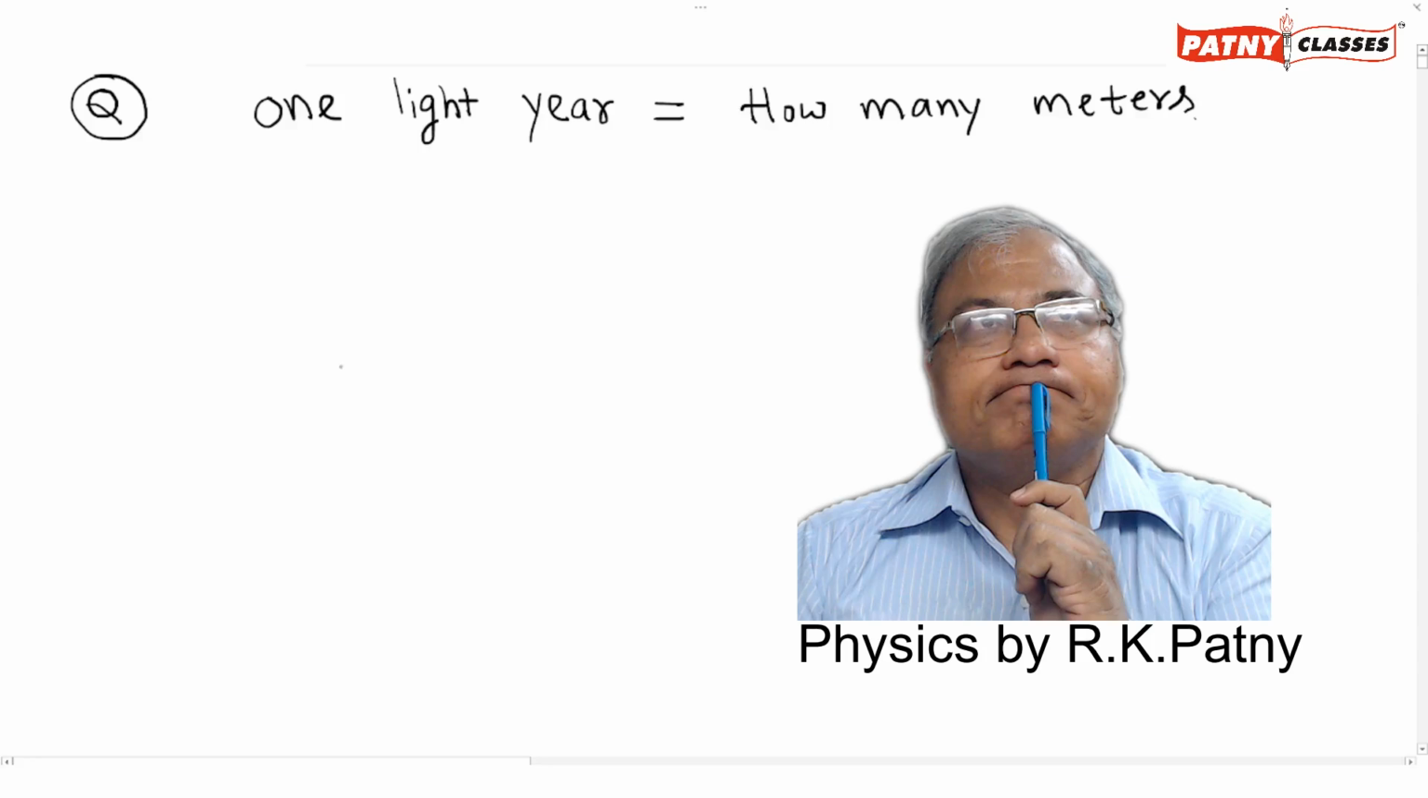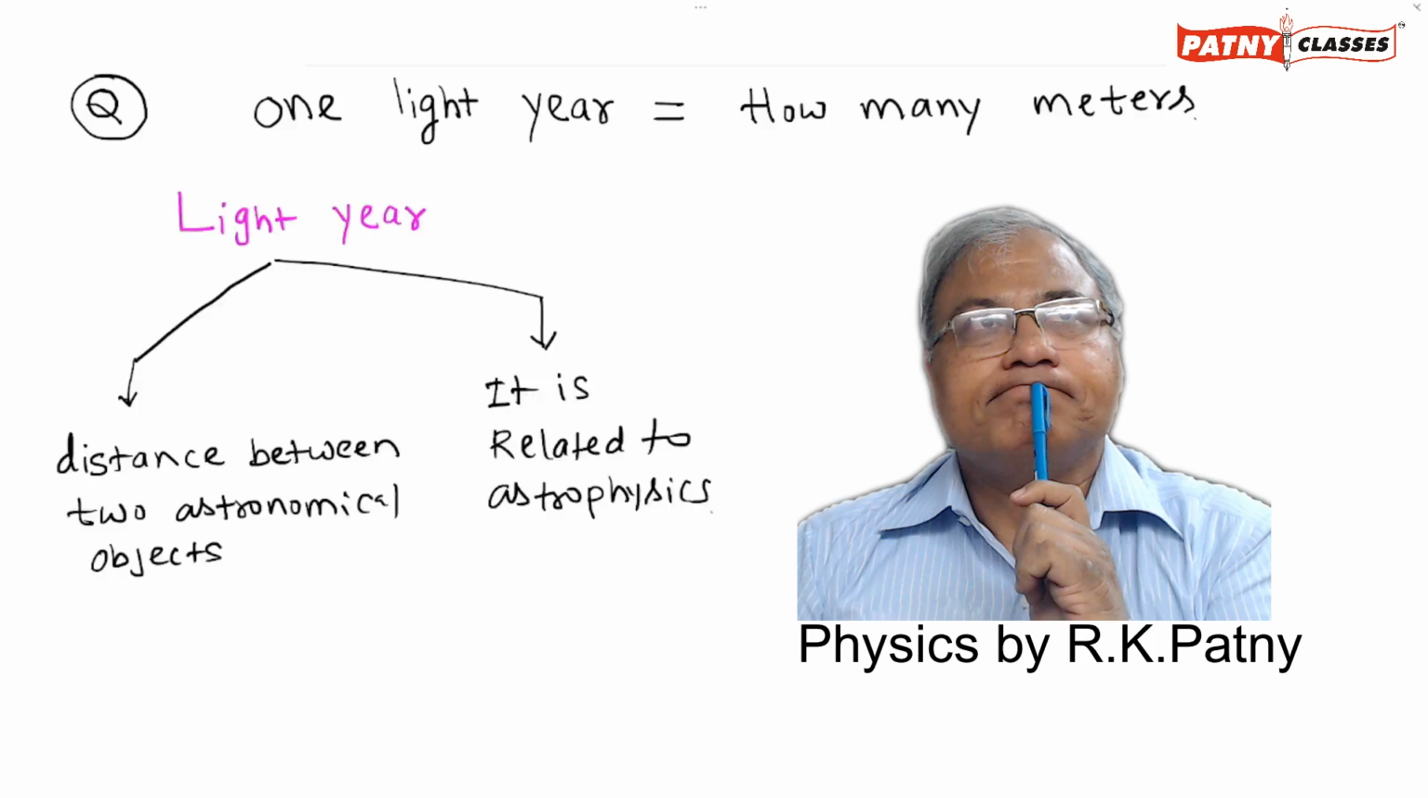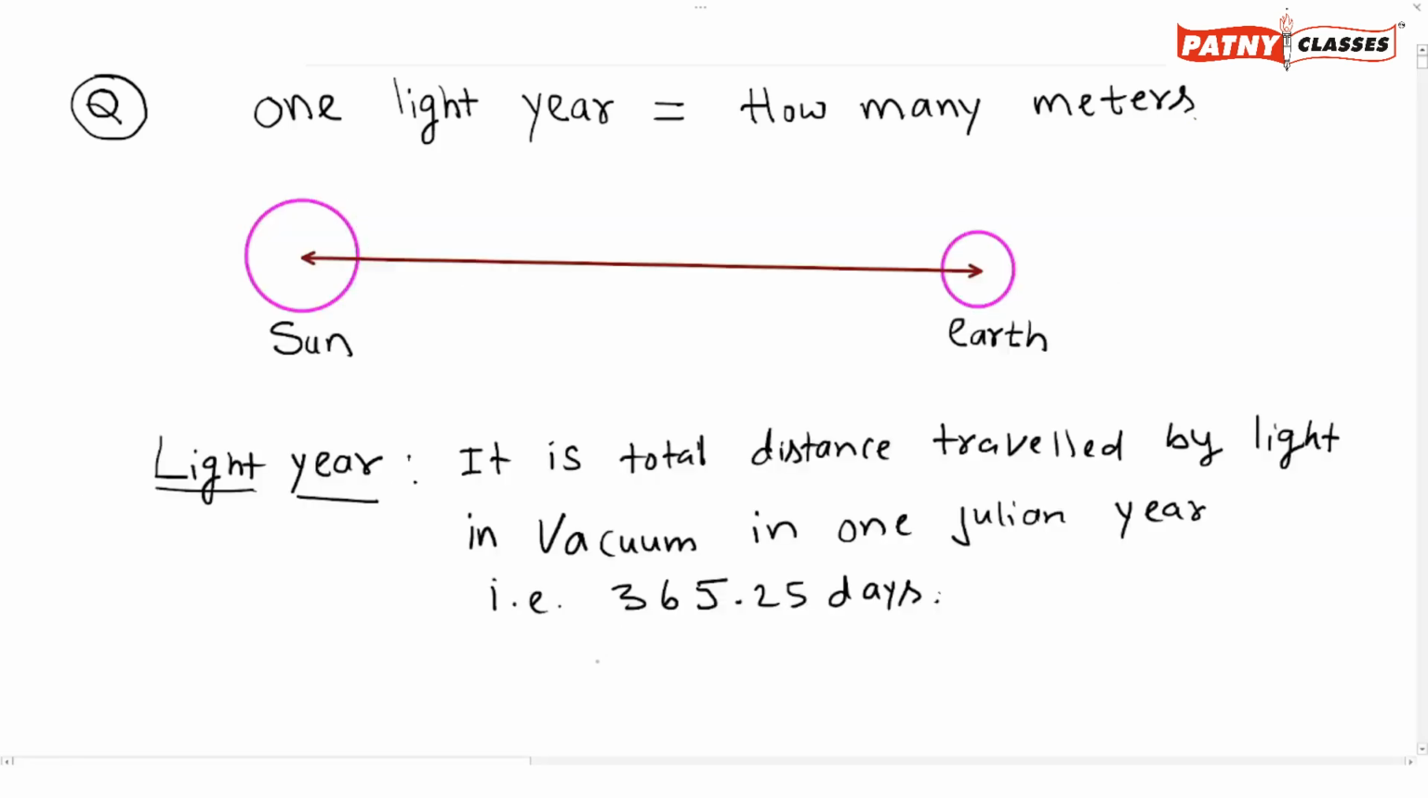1 light year equals to how many meters? This term is related to astrophysics, and it is an astronomical unit. It is the distance between two astronomical objects. Light year is nothing but total distance traveled by light in vacuum in 1 Julian year.